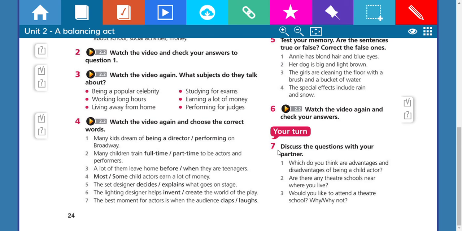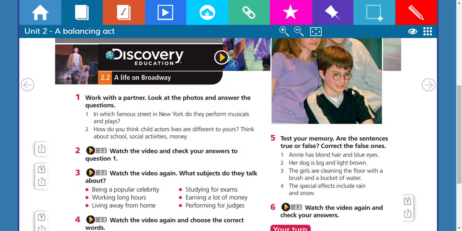Okay, for number 7, it says your turn. Discuss the questions with your partner. Which do you think are the advantages and disadvantages of being a child actor? Are there any theater schools near where you live? Would you like to attend a theater school? Why or why not? Okay. This is going to be for you.